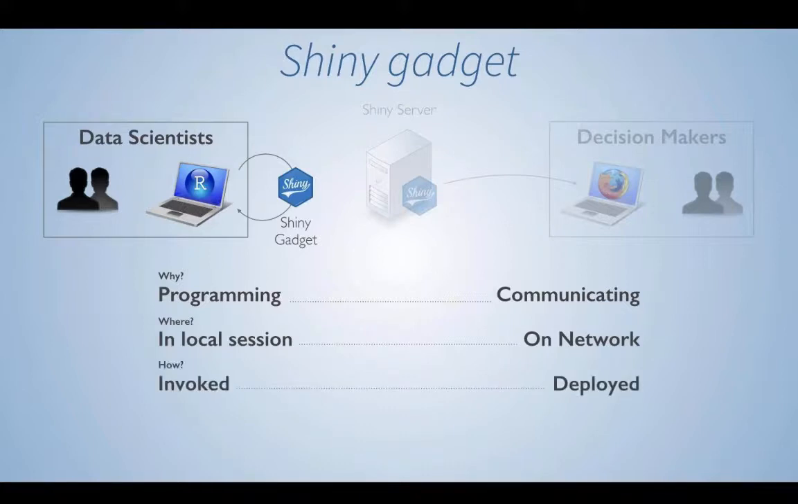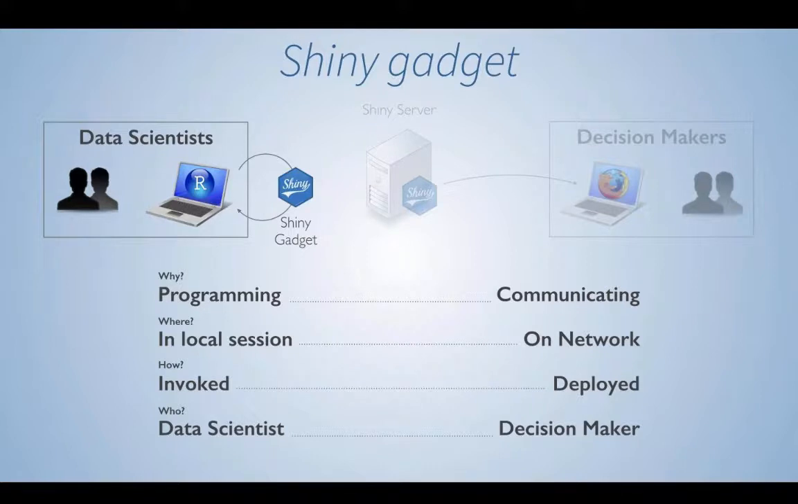And then Shiny gadgets are invoked from functions. They're always called by an R function and then they appear. Whereas Shiny apps are deployed on a server and they sort of wait there on the server until someone visits a web address, and then the server loads up the app and the person gets to see it when they want to see it. So if you were to think of the main difference between Shiny gadgets and Shiny apps, Shiny gadgets are much more for the R developer, whereas Shiny apps are much more for your audience.